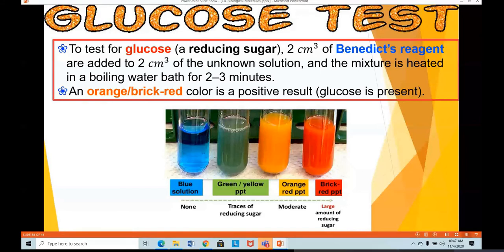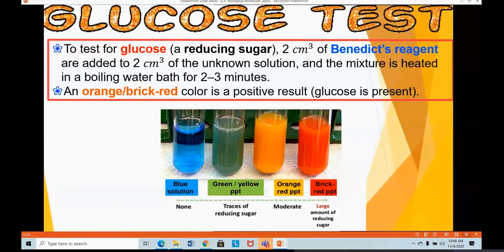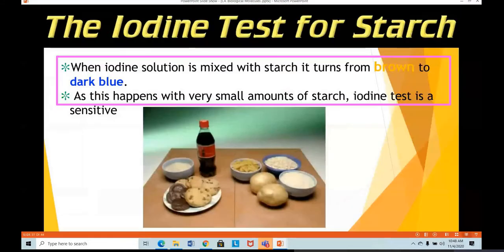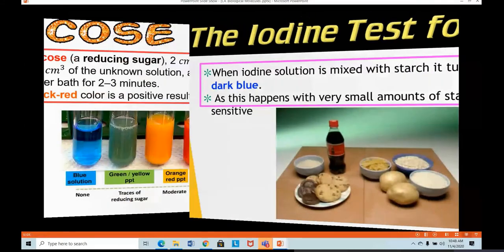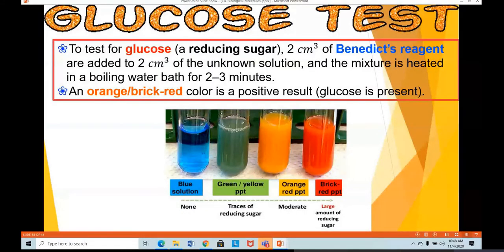So this test is otherwise known as Benedict's test, in which you can see Benedict's reagent is used. If glucose is present, it starts changing color from green to yellow to orange, and finally to brick red, proving the presence of glucose in the test. So you can conduct 2 tests for the presence of carbohydrates. One is the starch test, which is the iodine test, to test for the presence of starch, whereas to test for the presence of glucose, you use Benedict's test, in which Benedict's reagent is used.